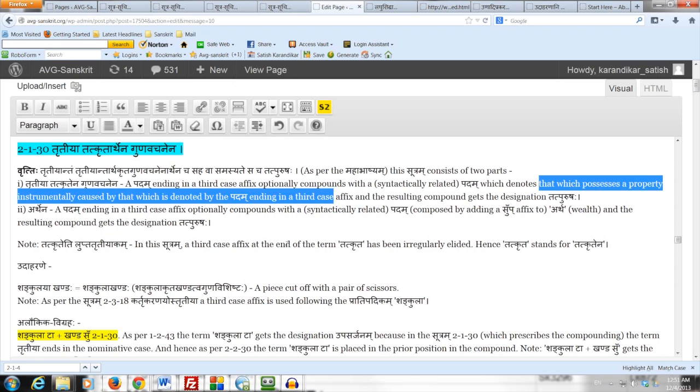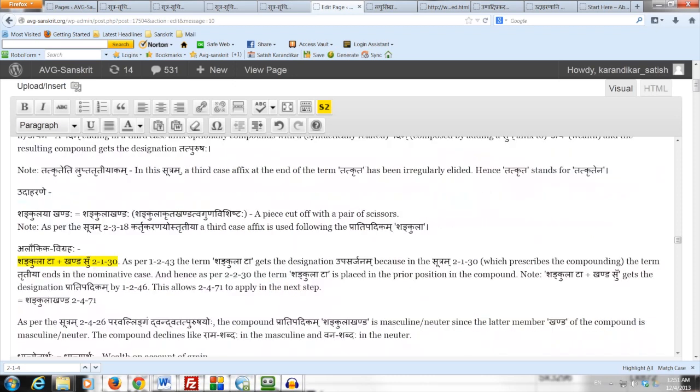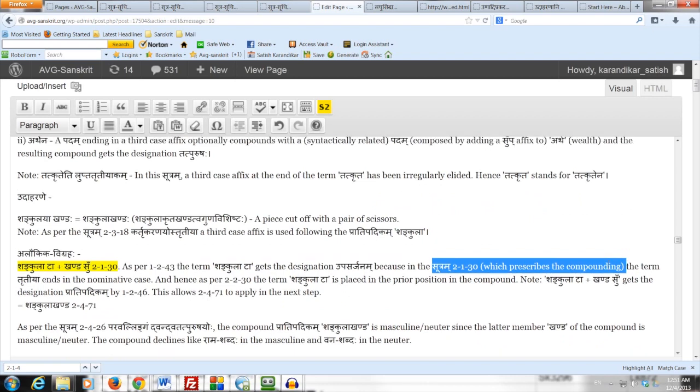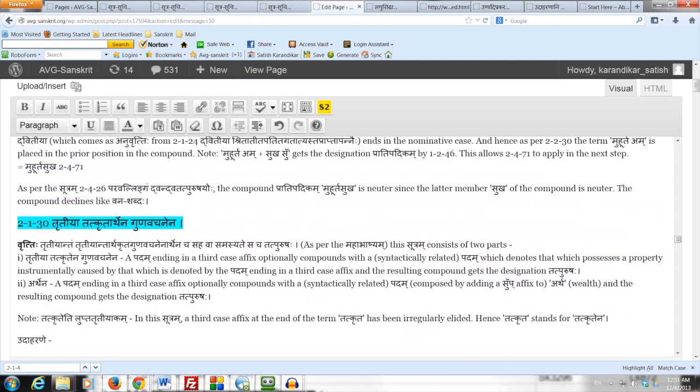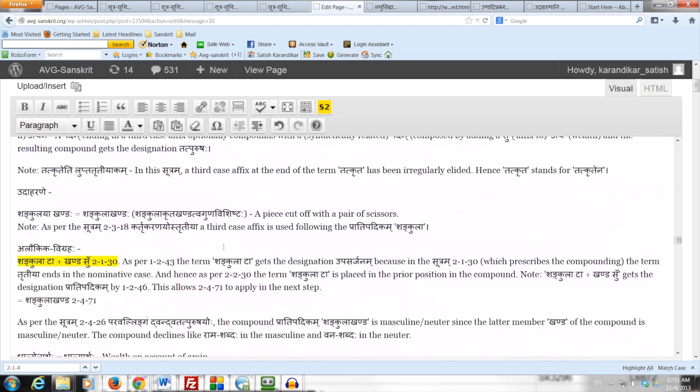The usual steps as per the Sutram 1.2.43. Prathamanirdishtam samasa upasarjanam. Shankula Ta gets the designation upasarjanam, because in the Sutram 2.130, which prescribes the compounding, the term Tritiya ends in the nominative case. And hence as per 2.2.30 upasarjanam purvam, the term Shankula Ta is placed in the prior position in the compound.